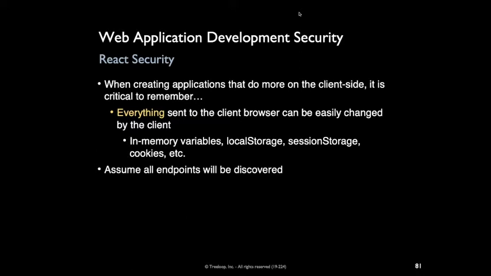In-memory variables, like JavaScript variables in memory, can be modified and viewed. So can local storage, session storage, and cookies. We could bring some cryptographic stuff into the picture if we wanted something that flowed through the client to be protected, but for the most part, anything on the client can be seen and messed with. You just have to accept that because that's the way it is.